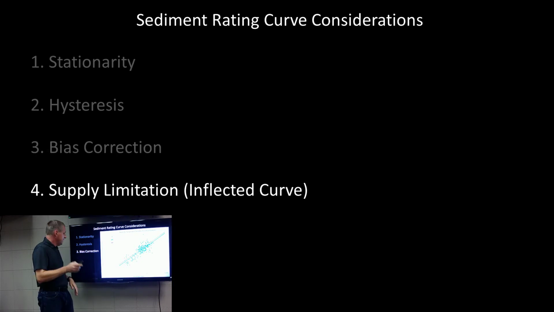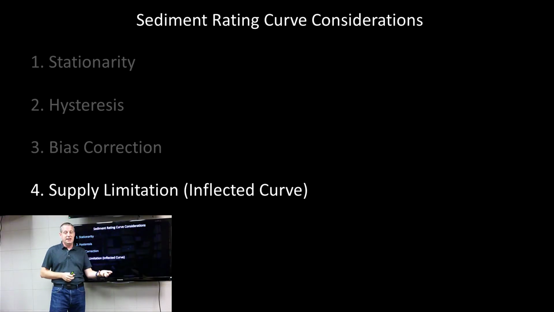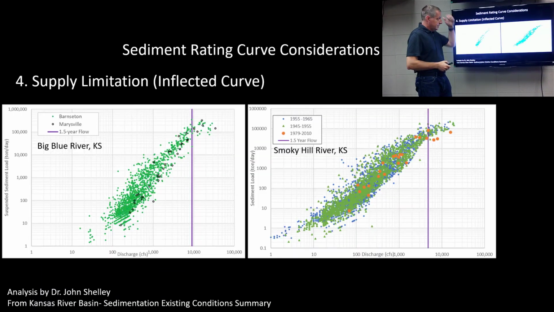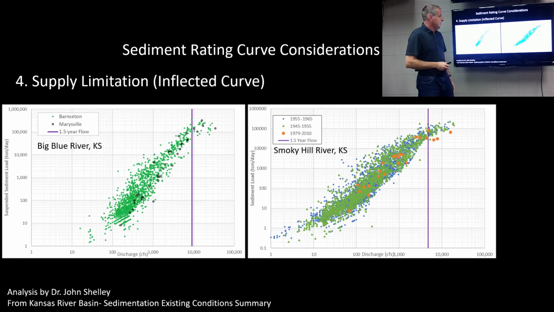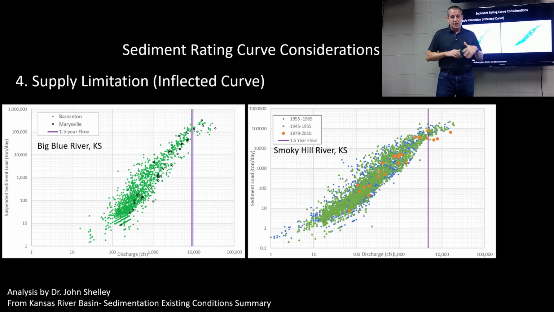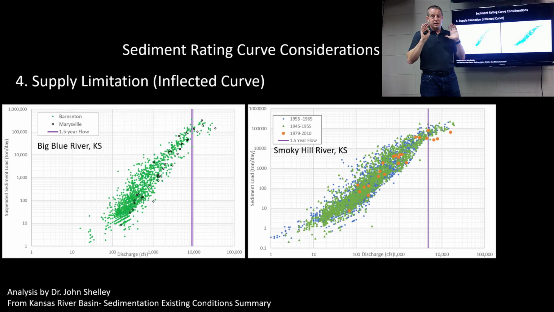The next one that we're going to talk about is supply limitation, or what we'll call an inflected rating curve. So these are data developed by Dr. John Shelley, who's the other instructor in this class. And what Dr. Shelley did is he did a study of all of the sediment data in the Kansas River Basin.